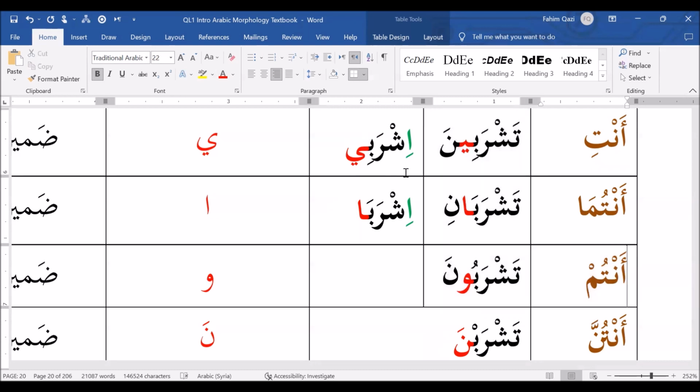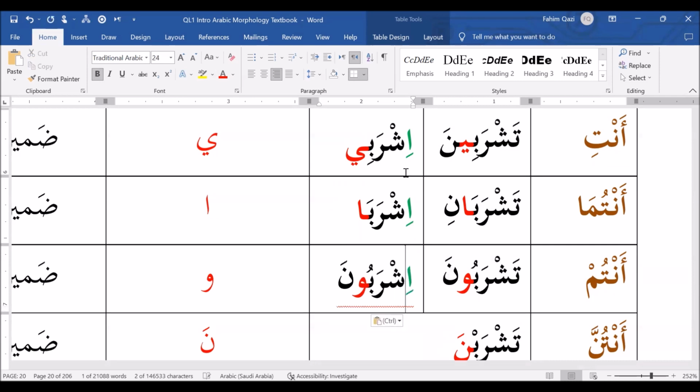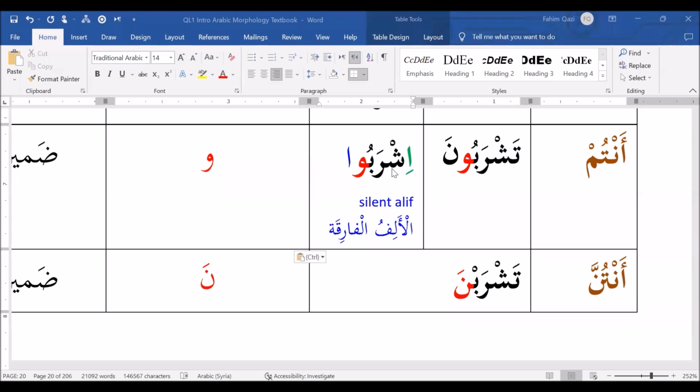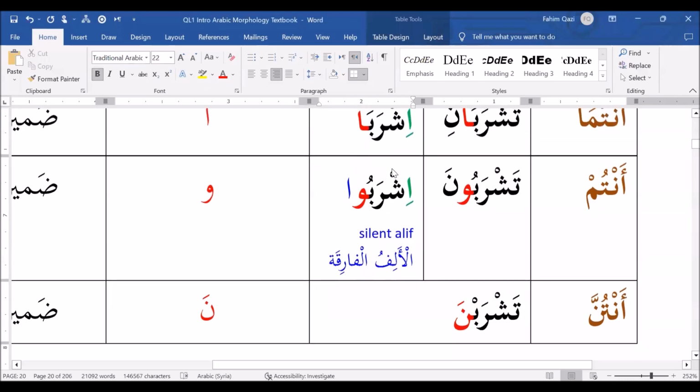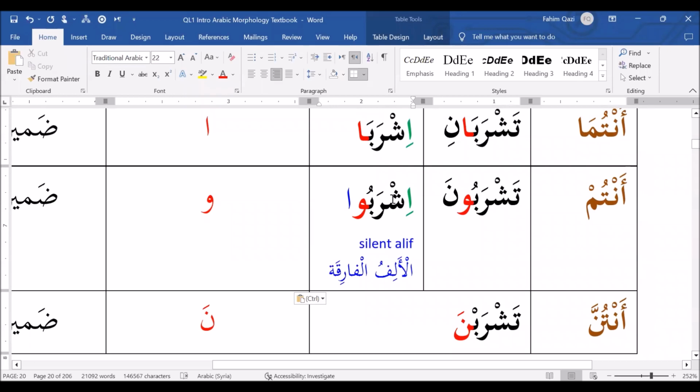Let's take the tashrabuna, copy it here, delete the ta, add the hamzatul wasl, the green alif, and delete the noon: ishrabu. Now remember the silent alif, it's required here because whenever the waw is the last letter in a verb, you have to put that silent alif, which is the blue alif. So you have ishrabu now, and of course the alif is silent, and it's called al-alif al-fariqa.